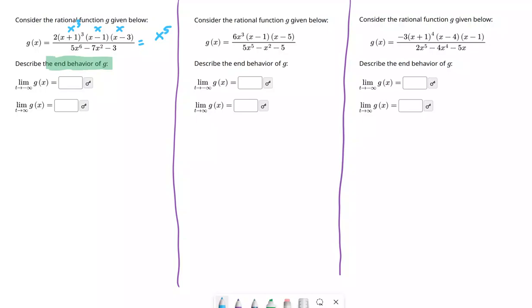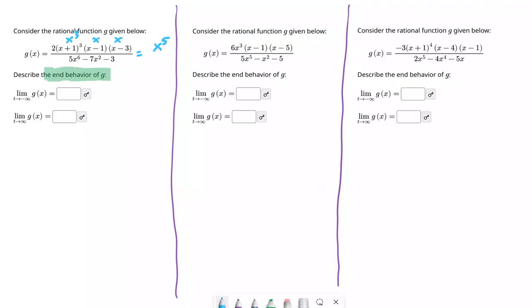Now, of course, there's other stuff, right? This is complicated, and you could spend some time multiplying that all out, but the power function is the driving behavior of this thing, and that's what I want to focus on. So x to the fifth, and on the bottom, we have x to the sixth of some kind. It's 5x to the sixth, but what this means is this guy is bottom heavy. And if you remember what bottom heavy means, that is a horizontal asymptote at y equals 0.